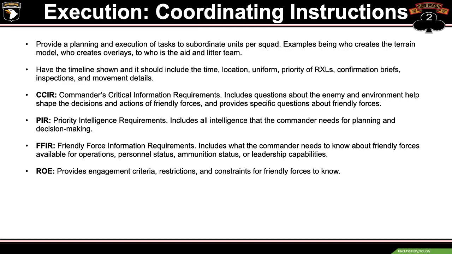And then this leads into the last piece of the execution paragraph, which is the coordinating instructions. So here you would provide a planning and then an execution of task subordinate units, like per squad. Examples being who's going to create the terrain model. So one gun, your task is to create the terrain model during the planning phase. Four gun, your task is to create the overlays, or that would be probably something for like an RTO to do. And then execution wise, so three gun, your task is your primary aid and litter, things like that.